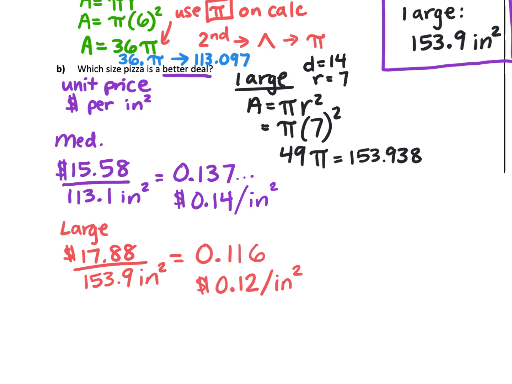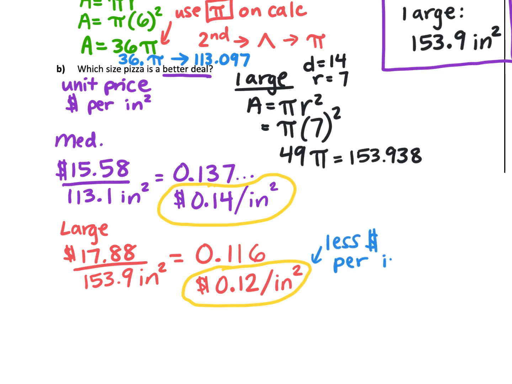So now we should be able to use this information to figure out what's the better deal. The medium pizza is 14 cents per square inch of pizza, and the large pizza is 12 cents per square inch. So the better deal is going to be the one that is cheaper, so this is less money per square inch. So the large at Domino's is the better deal.